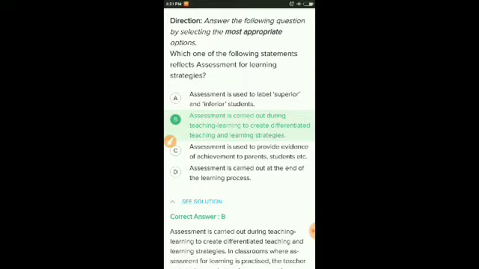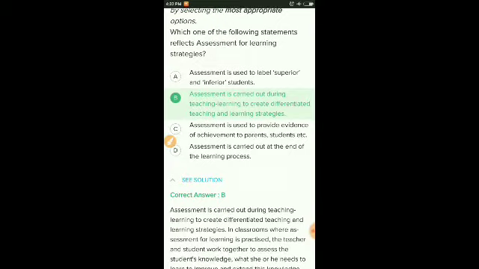Okay, so option A says that assessment is used to label superior and inferior students. See, assessment means evaluation. So it is the evaluation process taken by the teacher after teaching in the class. Option A says that assessment is used by the teacher to label superior and inferior students, meaning to identify the best students and the students who are not so good in studies. It's totally wrong.